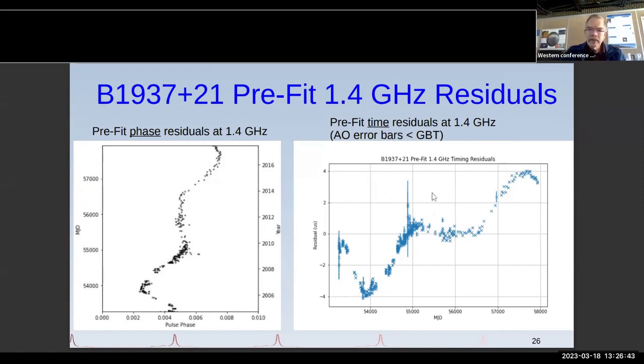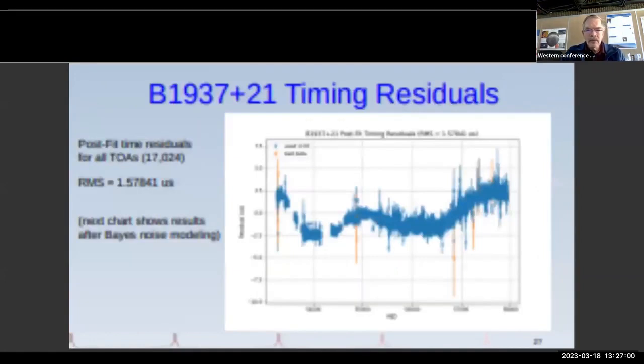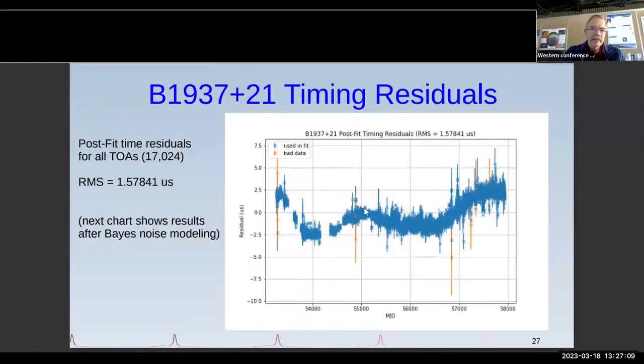And again, this is two telescopes, Arecibo and the Green Bank Telescope, GBT. Arecibo has much better resolution and is much more sensitive than Green Bank, so the error bars don't even show up for Arecibo. They're small. Then I run the post-fit. What this means is I ran PINT, fitting the model parameters to the data, and I get an RMS down to about 1.5 microseconds.